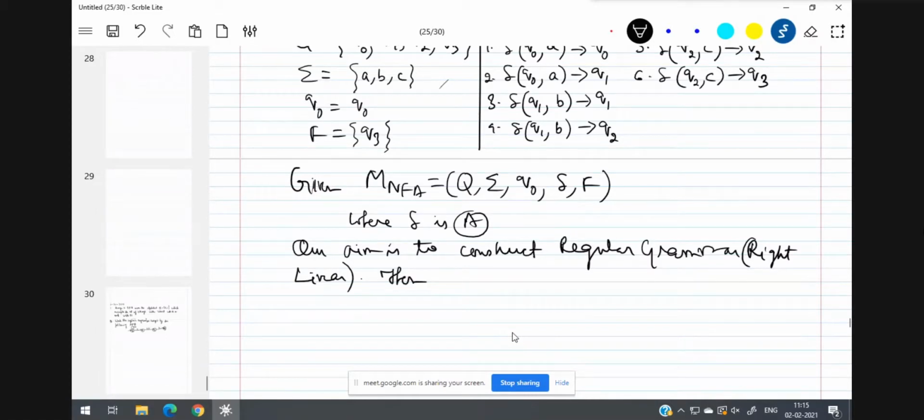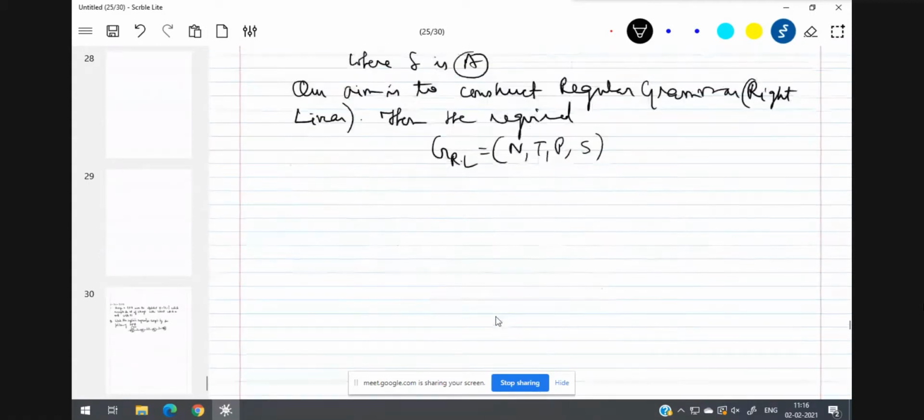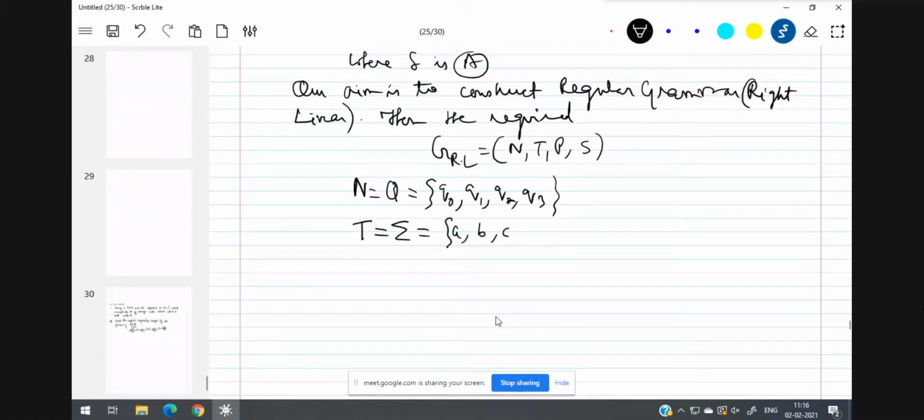Then the required grammar G right linear is equal to N, T, P, S. So for the grammar you need to fill this in. From the previous points, N is nothing but Q, equal to Q naught, Q1, Q2, Q3. T is sigma, which is A, B, C. And the start symbol is nothing but the initial state, so I have written it.